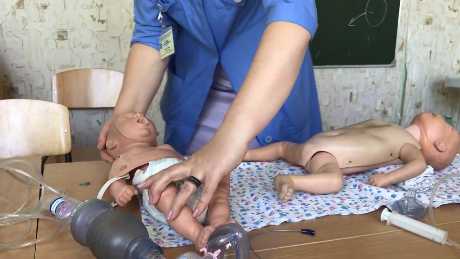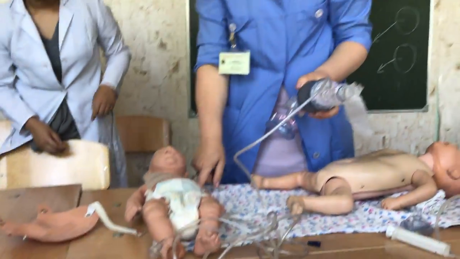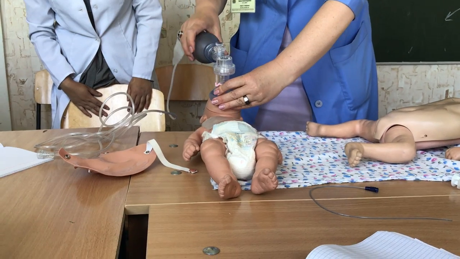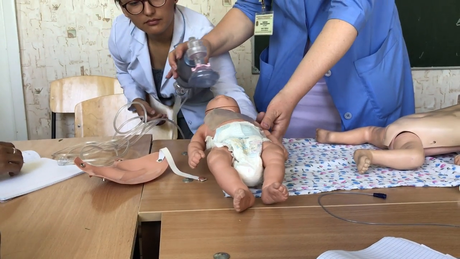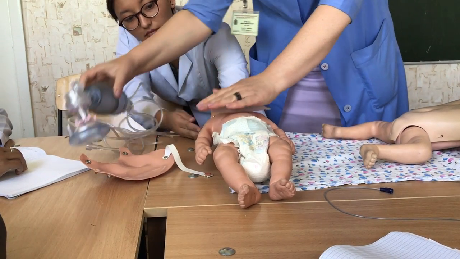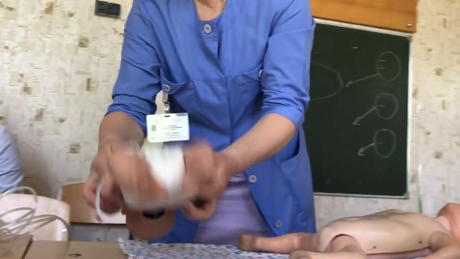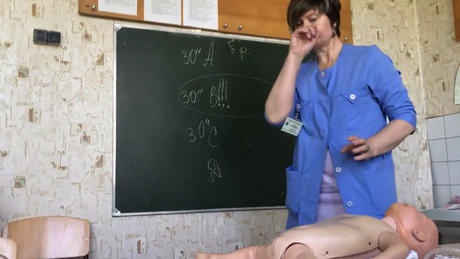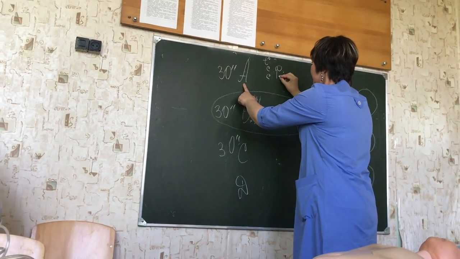Now this newborn is without correct position, yes, this is wrong. Without correct position, artificial ventilation can't be effective. Sometimes, due only to incorrect position, ventilation is absent or without effect. After correct position, you do clearing of the airways.